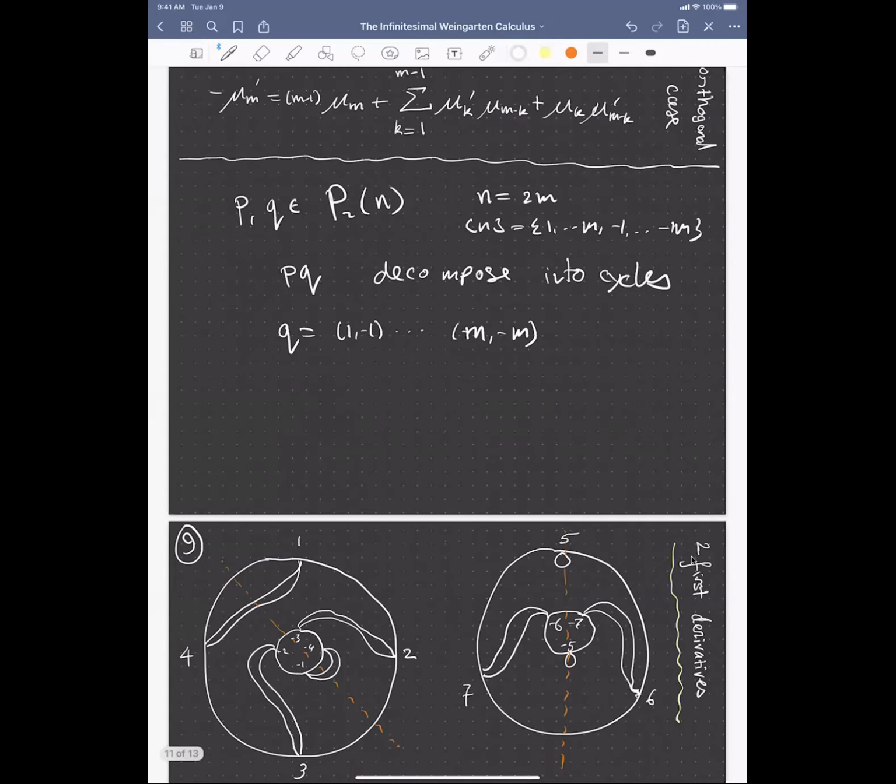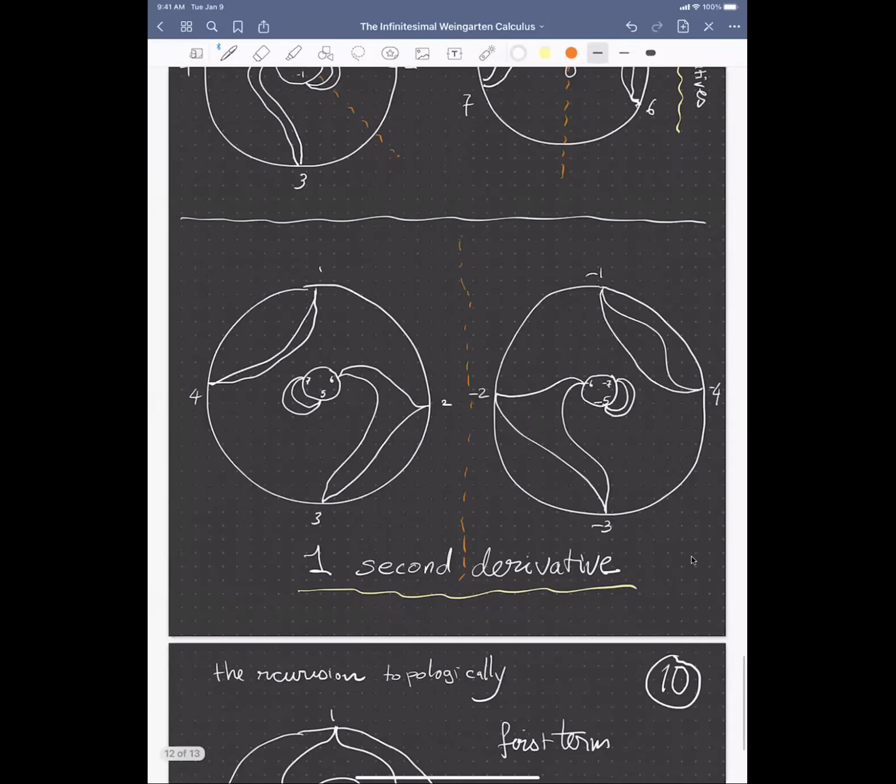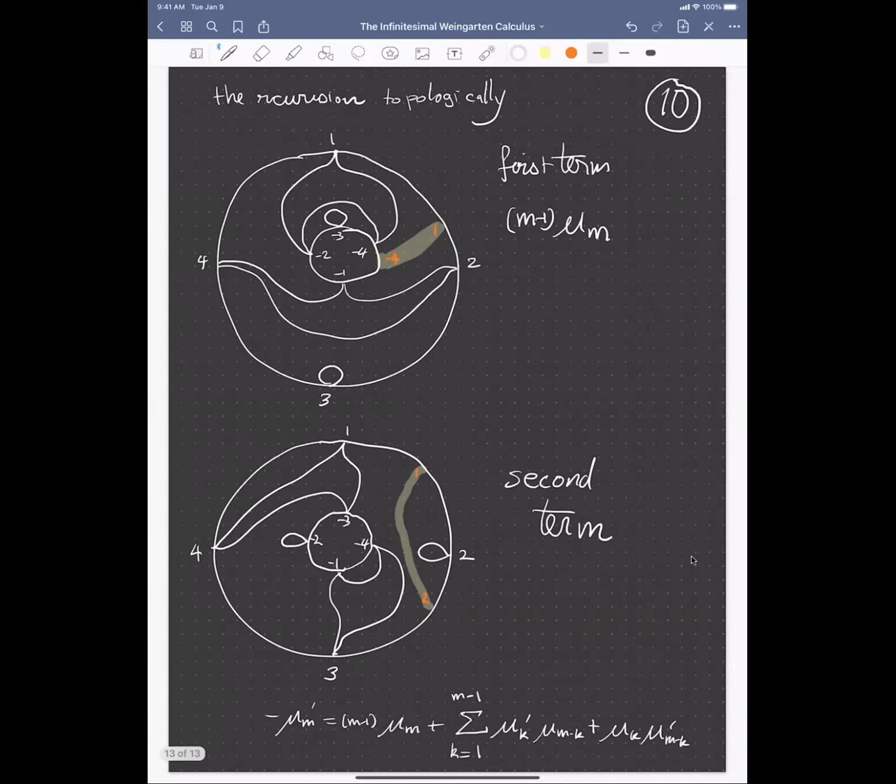The reason that's legitimate is that the Weingarten function is central. So one pairing is the same as any other pairing, because you can always conjugate one pairing to another if you're only evaluating the Weingarten. So you always assume that Q is one particular one, and let P run over the whole set. Then you find all the P's that give the right order. That's how I got these pictures down here for second order things.